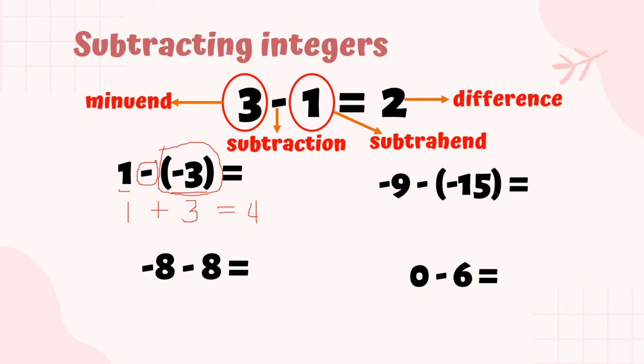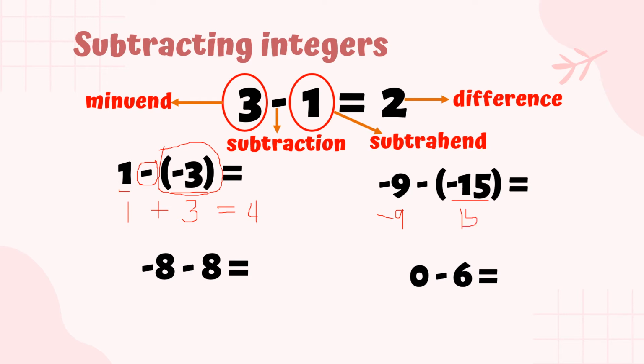Another example, negative 9 minus negative 15. So again, hindi po natin gagalawin si minuend. So we copy our minuend. We will change our subtrahend. Our subtrahend is negative 15. So if it is negative, we will change it into positive.